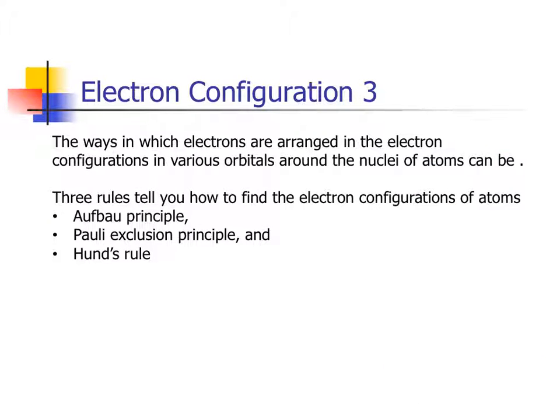Before we get into actually looking at electron configurations, it might be very valuable to talk about the principles or the rules that regulate how or why we have to do certain things. The first one we'll talk about is the Aufbau principle, then Pauli's exclusion principle, and then Hund's rule.